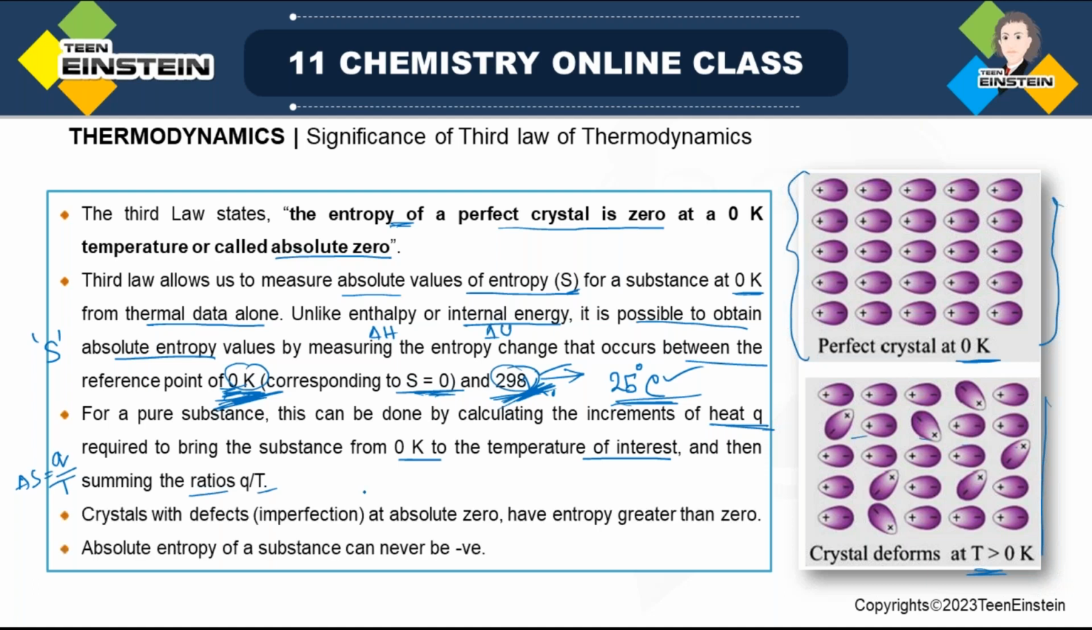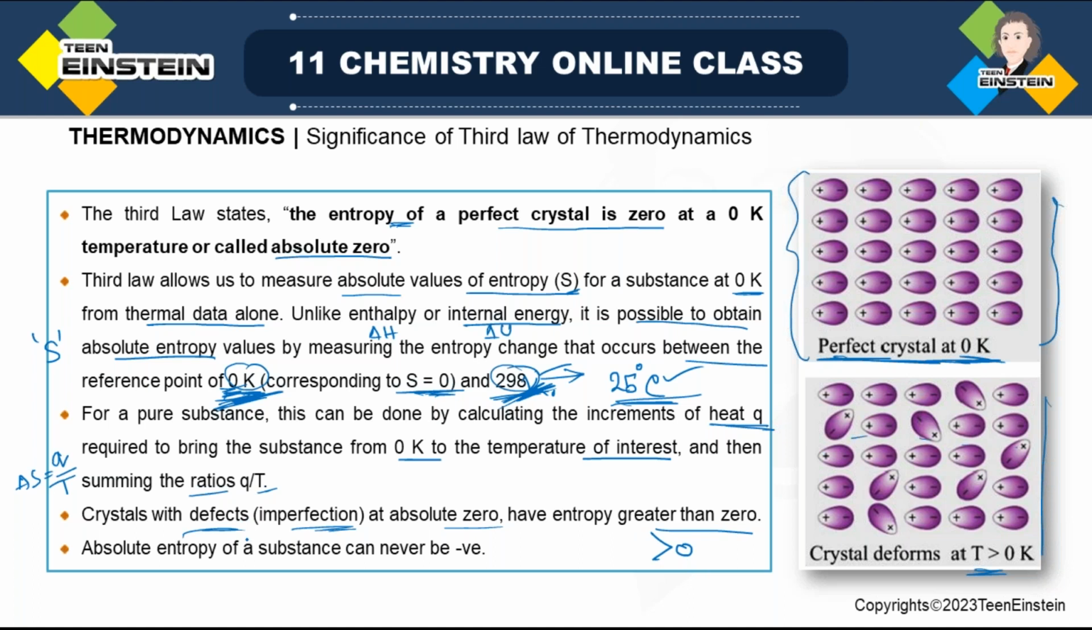But remember, this is possible only with perfect crystal, because this is applicable only for perfect crystal. If you have perfect crystal without any defect, then only you can say that it is having 0 entropy at 0 Kelvin. But suppose there are some defects or imperfection even at absolute 0, then obviously now you cannot say the entropy is equal to 0. Now it will be greater than 0.